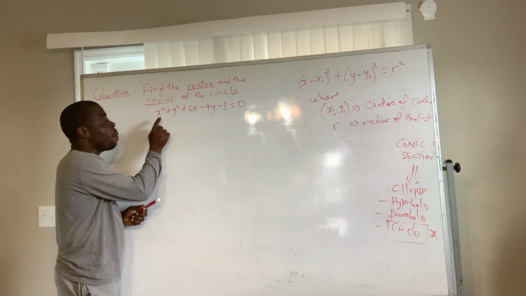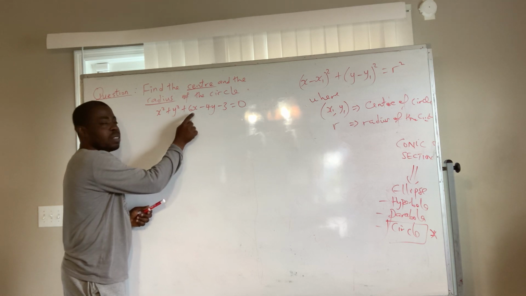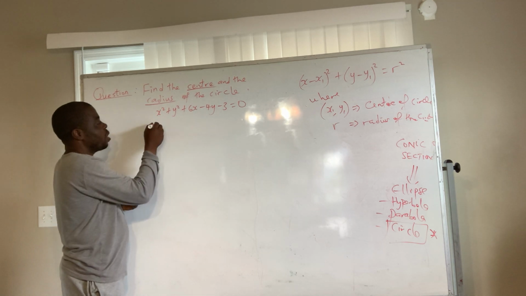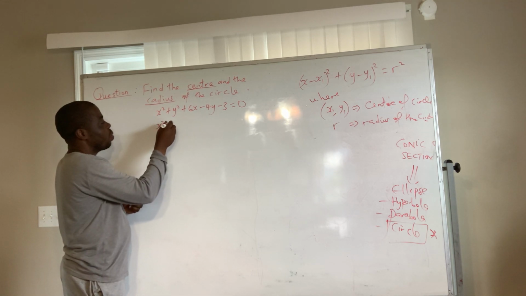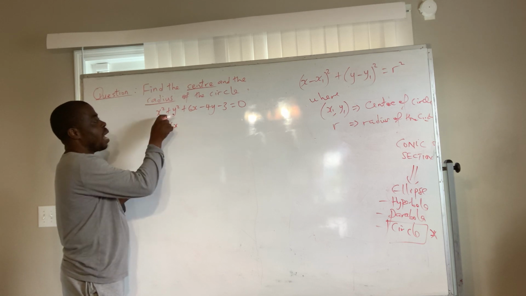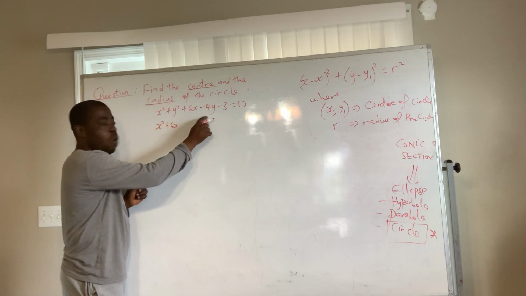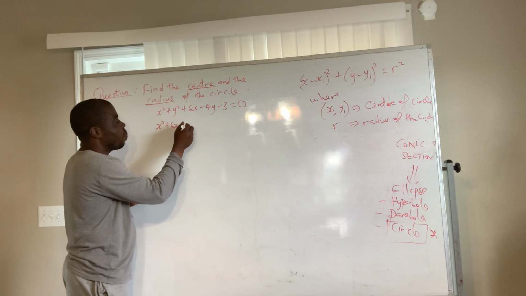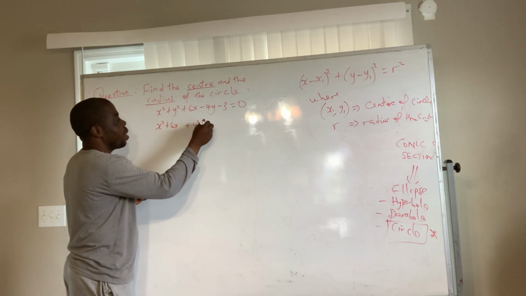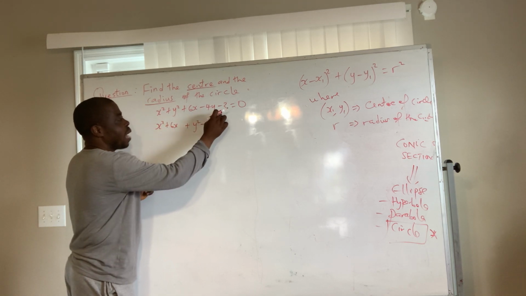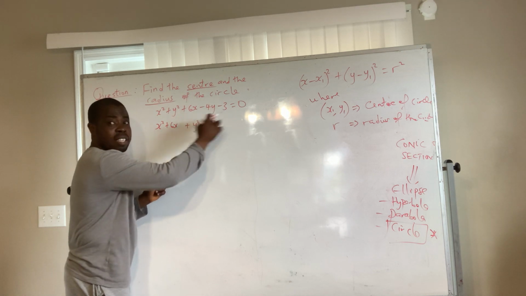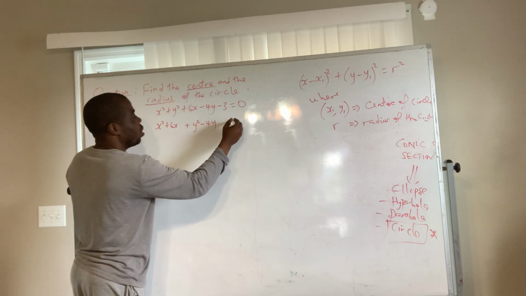But I have to bring x squared and 6x together, x squared plus 6x, and bring my y squared and the negative 4y together, plus y squared minus 4y. And then I can transfer the constant to the right side, equals to what?